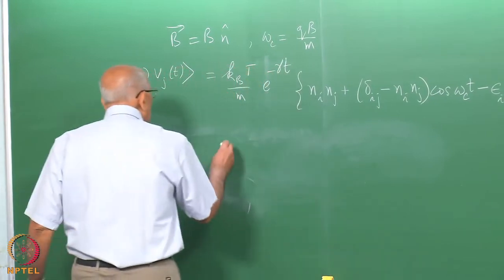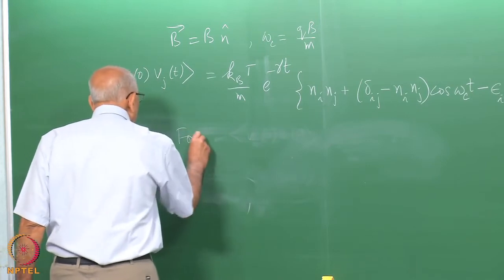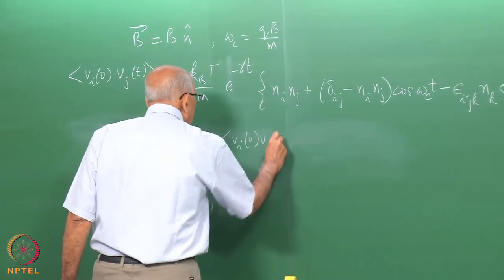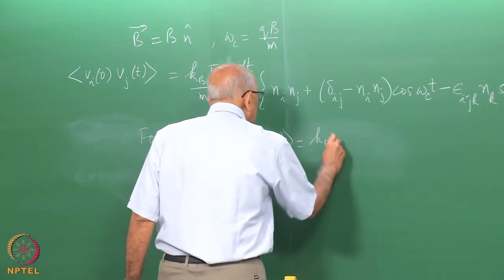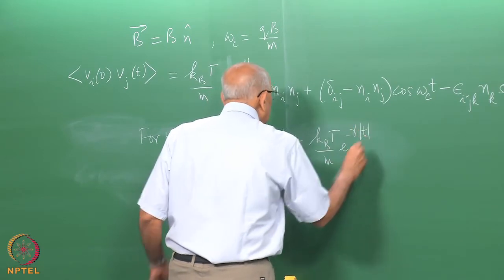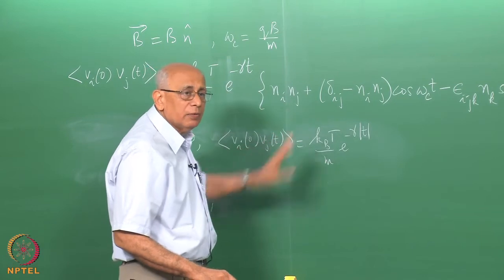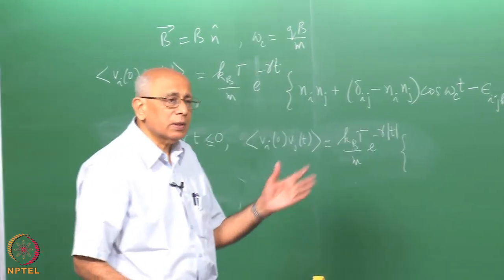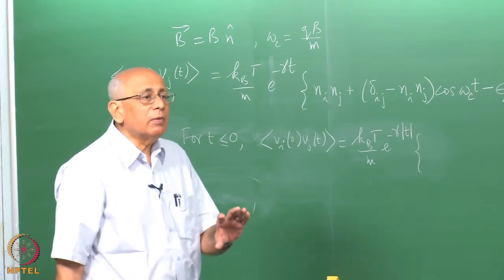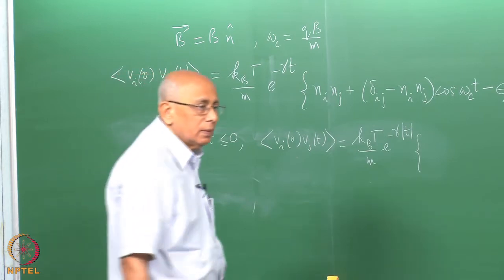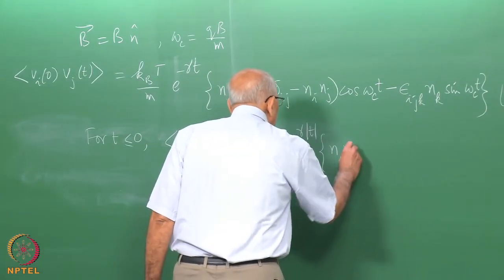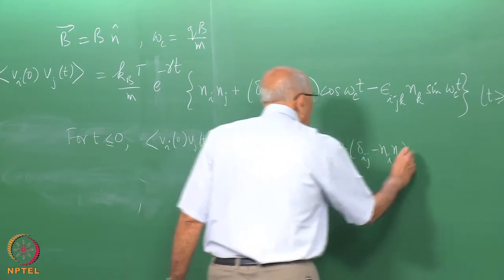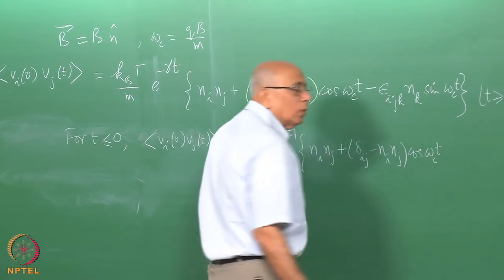So for t less than or equal to 0, V_i of 0 V_j of t is equal to, none of this gets changed, kT over m e to the minus gamma modulus t. I'm going to put a mod here exactly as in the field free case, multiplied by whatever is inside here, which is going to be the time reversed value of whatever is in the bracket for t greater than 0. So you have to reverse time from t to minus t. Okay. And what happens if you do that? You get n_i n_j plus delta_ij minus n_i n_j cos omega_c t, and then what do I get? The next term.